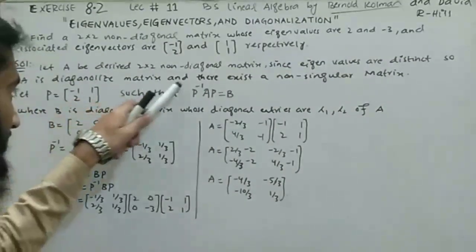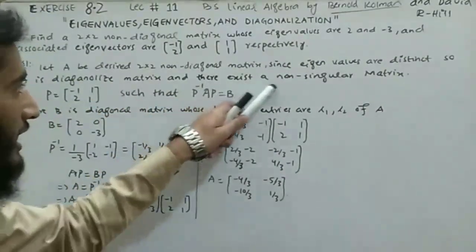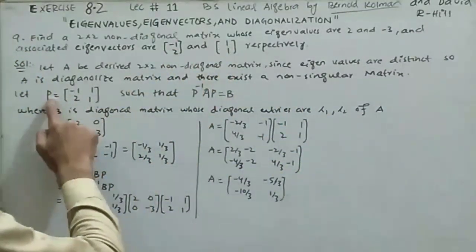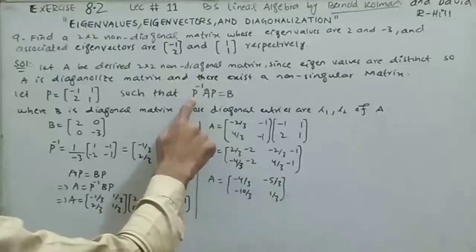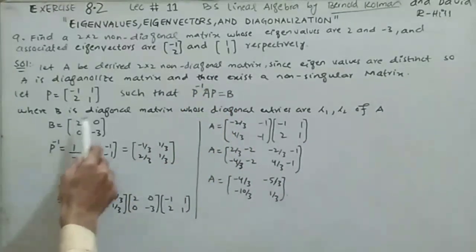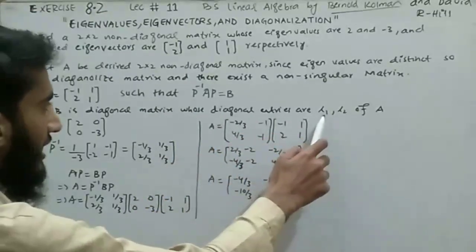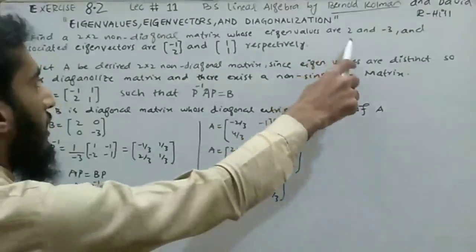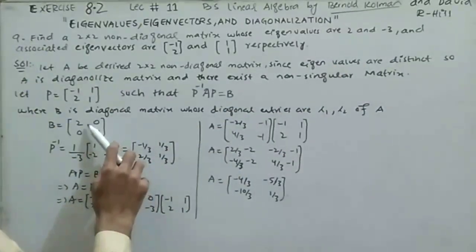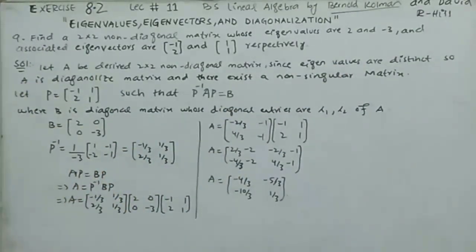A is a diagonalizable matrix and therefore there exists a non-singular matrix. Let's suppose the matrix with columns minus 1, 2 and 1, 1 is P, such that P inverse A P is equal to B. Here B is a diagonal matrix whose diagonal entries are lambda 1 and lambda 2, which are the eigen values 2 and minus 3 of A, and the non-diagonal entries should be 0. So this is our B matrix.